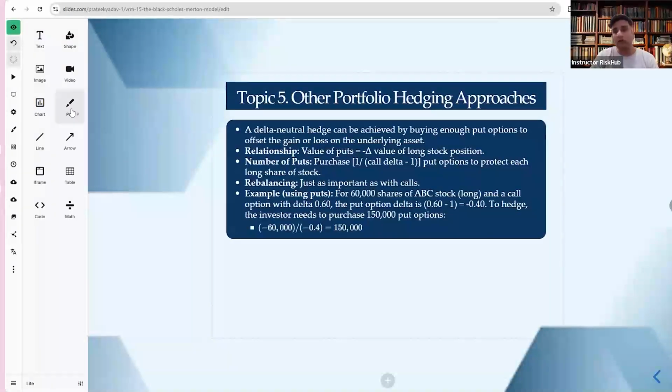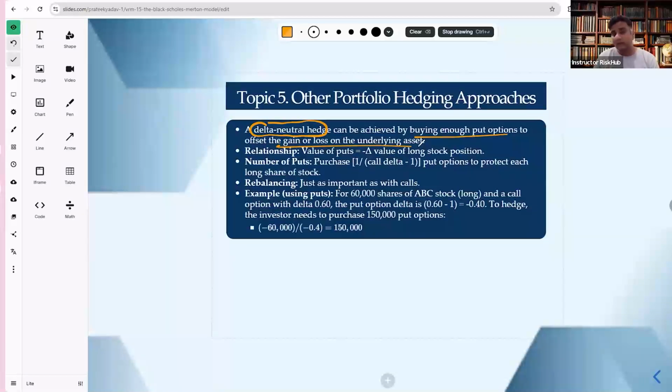Other portfolio hedging approaches. So that's what we have: delta neutral hedge. We also had delta gamma neutral hedge, because we say that delta also we have to make zero, or we have to make delta gamma also zero. This can be achieved by buying enough put options to offset the gain or loss in the underlying. This is another approach. A delta neutral hedge can be achieved by buying enough put options to offset the gain or loss. So this is like a portfolio approach, right?